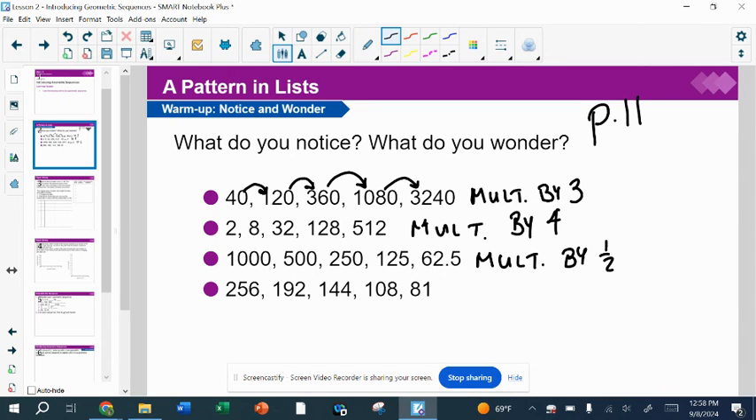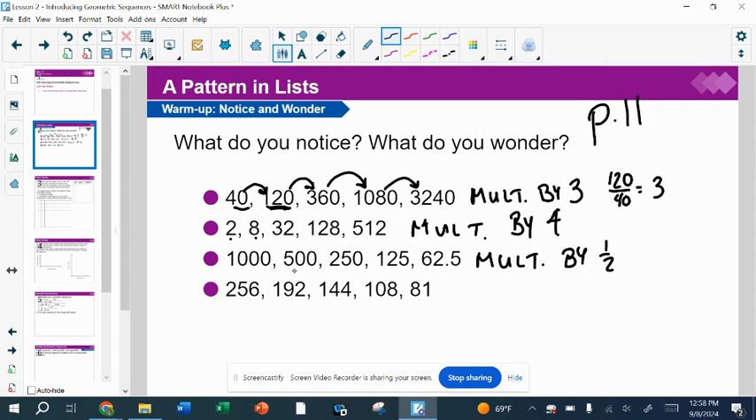And if you're ever not sure what that fraction should be, let me go back to one of the other ones. We can take the new number and put it over the old number, and that's going to tell me what I'm multiplying by each time. So in the first one, if I took the 120, which was the second term, and divided it by 40, which is the first term, that's where I can get my 3. Or 8 divided by 2 gives me the 4 that I had right here.